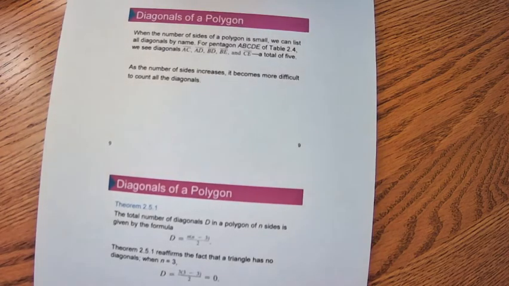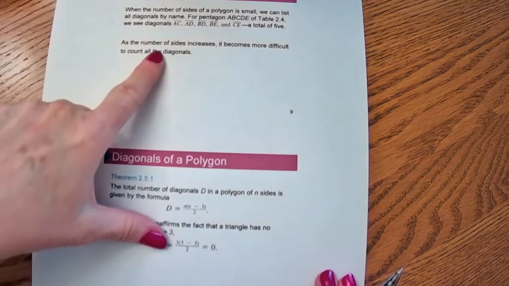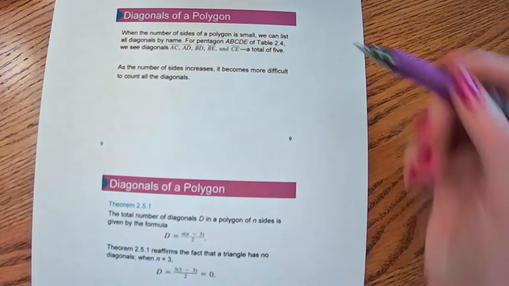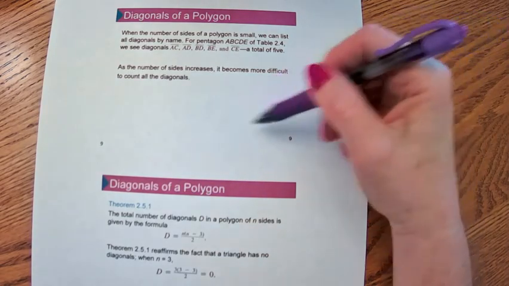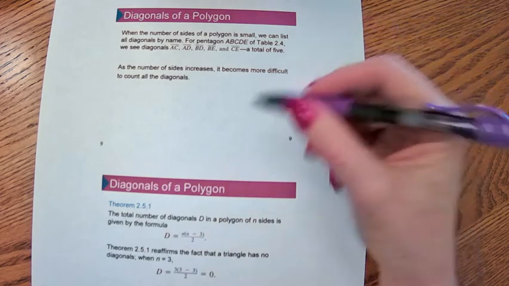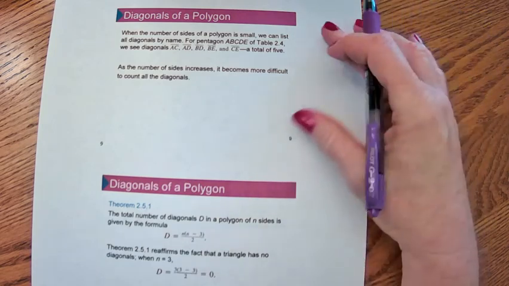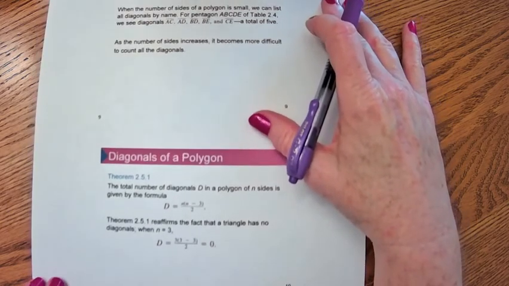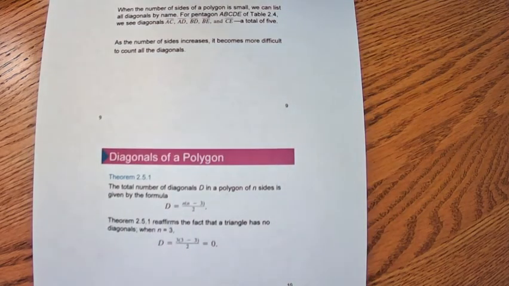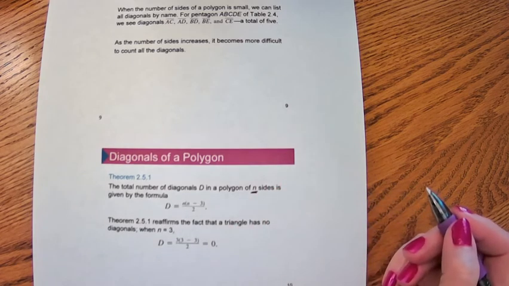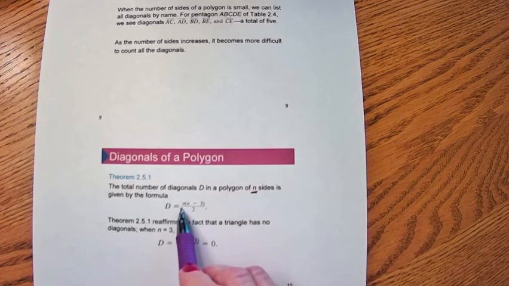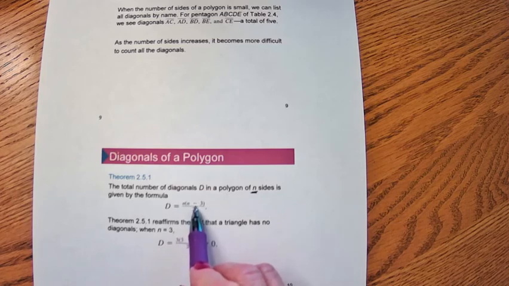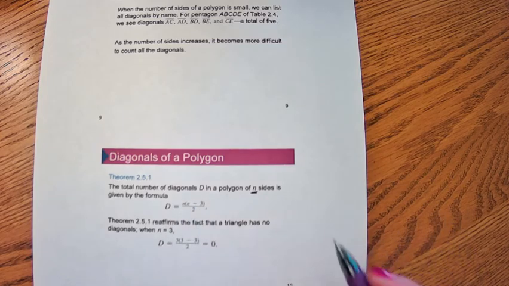And in fact, as the number of sides increases, it's going to become more difficult to count all the diagonals. You know, if you have a 10-sided object, trying to draw all of those line segments and keeping track of which ones you've already drawn is going to be difficult. But there is a formula to calculate the number of diagonals. The number of diagonals of a polygon will depend on the number of its sides. And it's the number of its sides times the number minus 3, over 2.